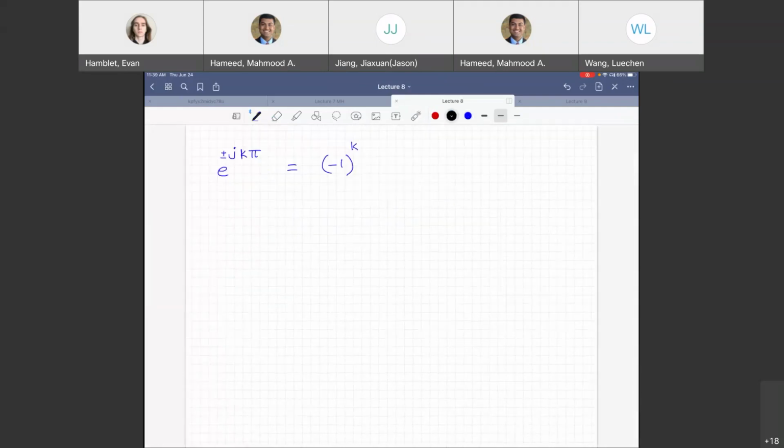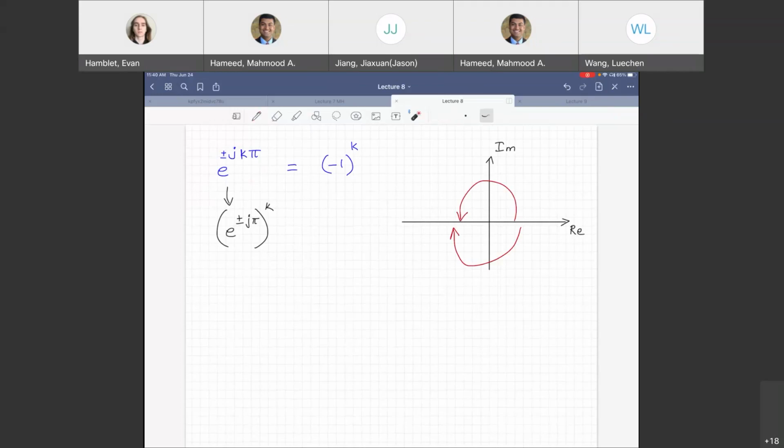How did we get this? We drew a complex plane. Real numbers on the x-axis, imaginary numbers on the y-axis. Where is e to the j k pi? Forget about e to the j k pi. Just look at e to the j pi. Where is e to the plus or minus j pi? Then we can raise it to k. Right? Where is e to the j pi? Well, for plus pi, you are going this way. For minus pi, you are going this way. But you will be at negative 1 on the real axis. The amplitude will be 1.